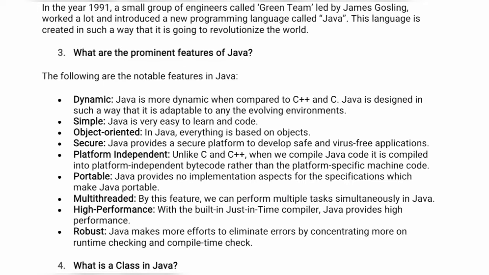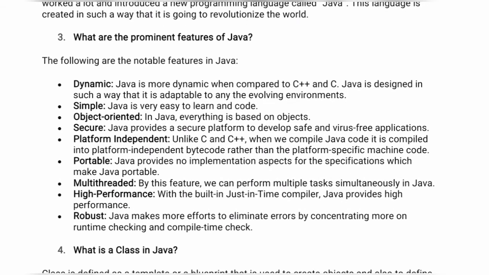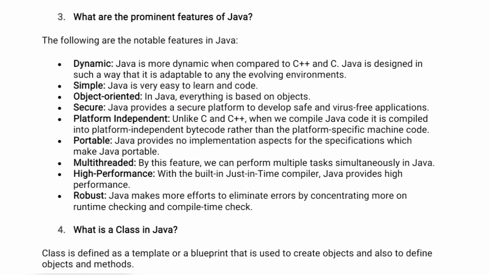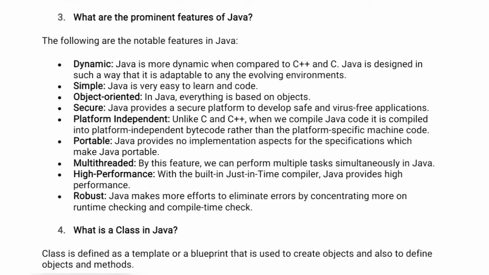Next one is simple. So Java is very easy to learn and understand. Next, object oriented. So in Java everything is an object. Secure. Java provides a secure platform to develop safe, virus free and tamper free applications. Next, platform independent. So platform independent means we can run the Java program on any platform, any operating system. So Java is not a dependent language.